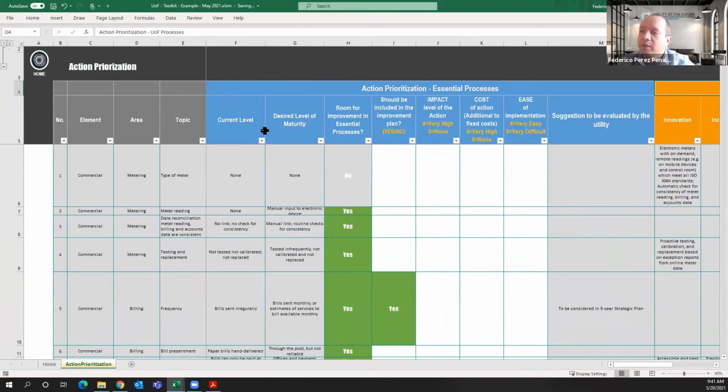if there is a difference between the current level and the desired level. So the tool will give you, okay, yes, if the desired level is different from the current level. That means that there is room for improvement in this particular topic, etc. And this first prioritization should be really quick.